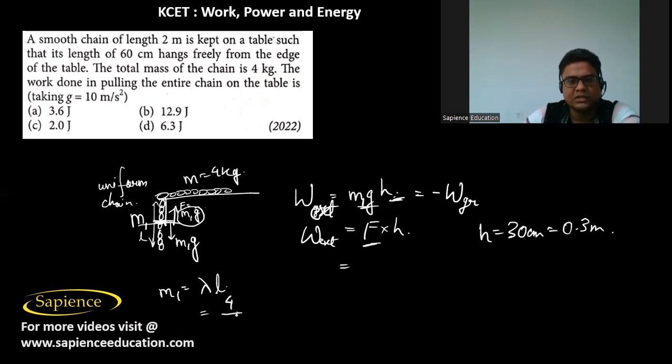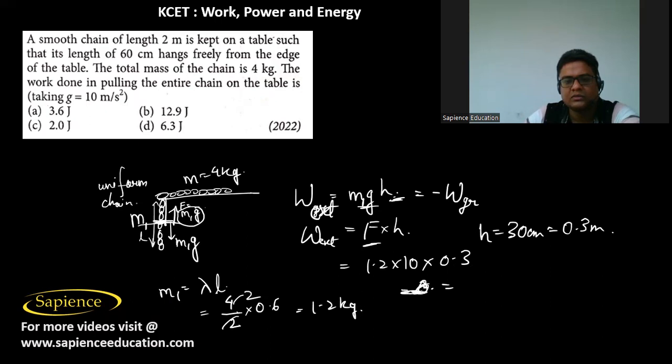Mass is 4 kg by 2 into the hanging part, 0.6 meter. So this will be 2 into 0.6, which is 1.2 kg. So this will be 1.2 into g, where g is 10, into h, that is 0.3. So 0.3 into 10 is 3, and 1.2 into 3 is 3.6 joule. So option A is the correct answer.